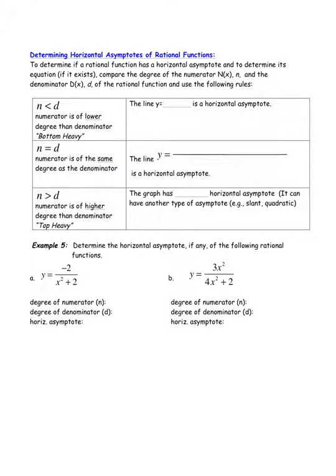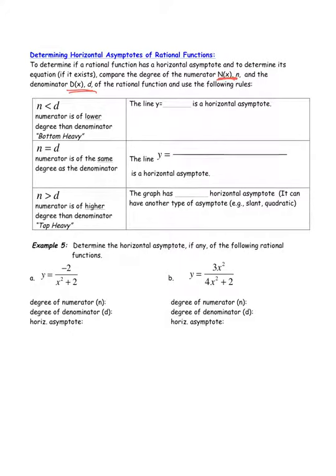So how do we find horizontal asymptotes? In general, we can find these infinite asymptotes using division, but for horizontal asymptotes, there's actually an easier way to do it. So what we're going to do is compare the degree of the numerator, which we're going to call little n, and the degree of the denominator, which we're going to call little d. Remember, the numerator and the denominator are both polynomial functions, and the degree is the highest power of x that we see in that function.